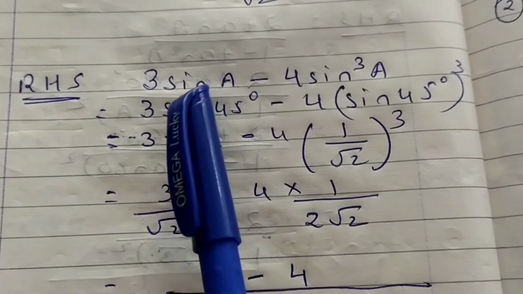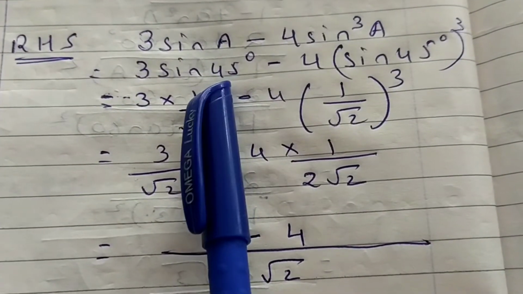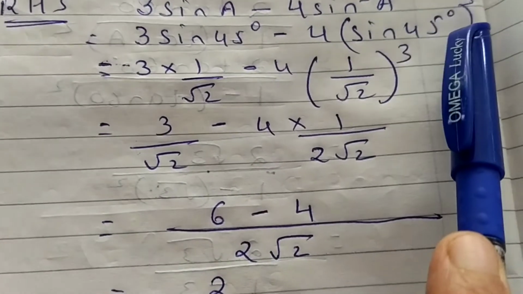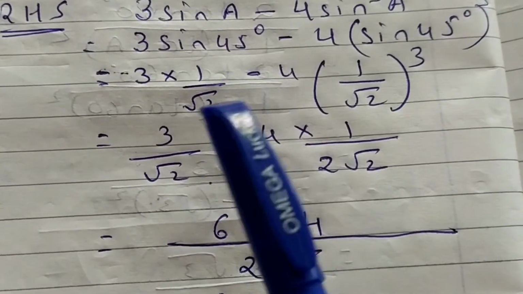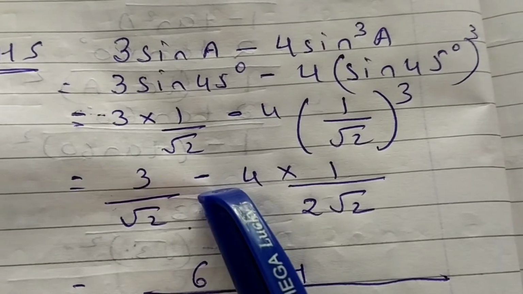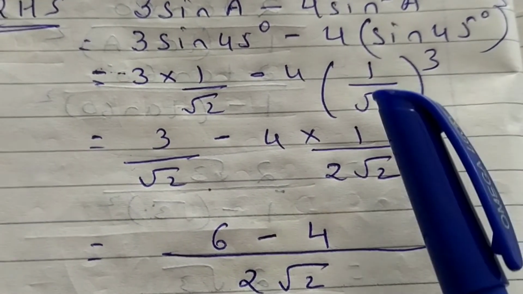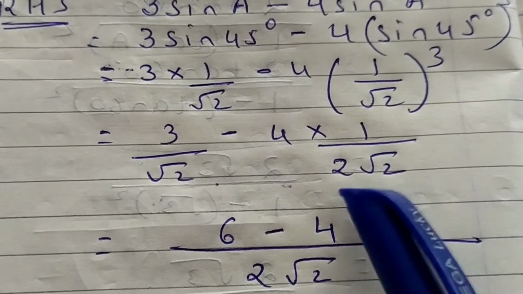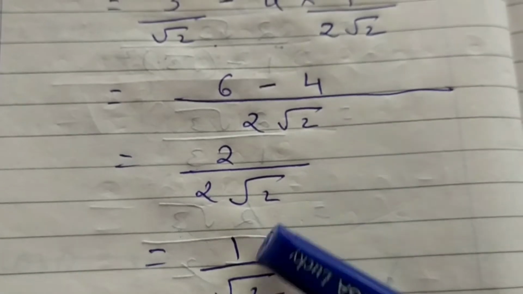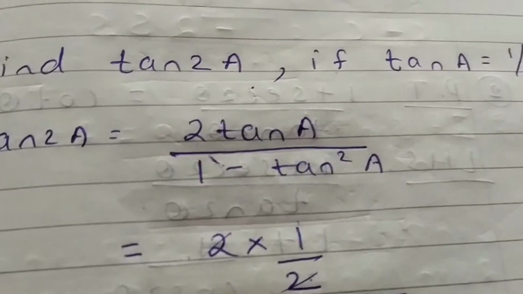We take our RHS, it is 3 sin a minus 4 sin cube a. So that is 3 sin 45 degree, because our a is 45 degree, minus 4 sin 45 cube. So sin 45 is 1 by root 2. We are substituting the value, and sin 45 is 1 upon root 2 whole cube. So root 2 into root 2 is 2. So it is 2 root 2. So on simplifying, we get our RHS also as 1 upon root 2, and hence LHS is equal to RHS.